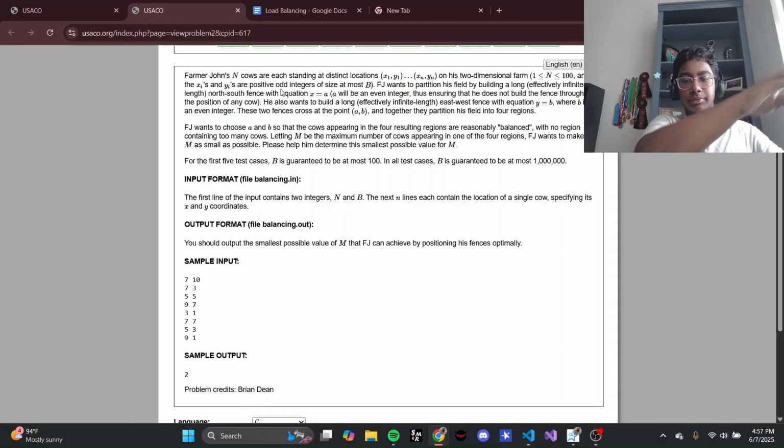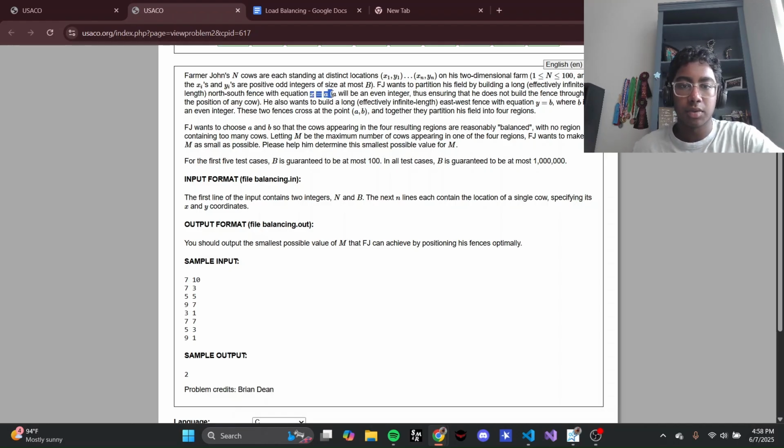Basically, in this problem, Farmer John has N cows, and they're on a 2D farm. They're all at positions x1, y1, all the way to xn, yn. N is from 1 to 100, so there's at most 100 cows, and the xi's and yi's are positive odd integers of size at most B. FJ wants to partition his field by building long fences that are either north-south or east-west.